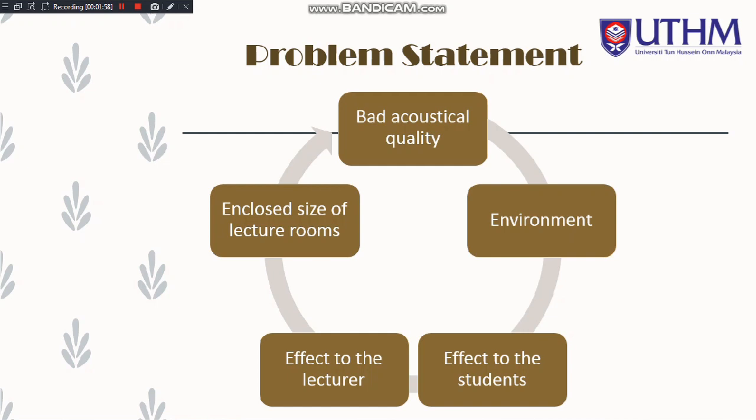And the last one is enclosed size of lecture room. It also can lead to problem of bad acoustic quality. For example, the higher the volume of lecture room, the sound absorption will be low, so it makes the classroom in a bad quality. Other than that, with the higher volume of the space, the echo of the classroom will be loud.